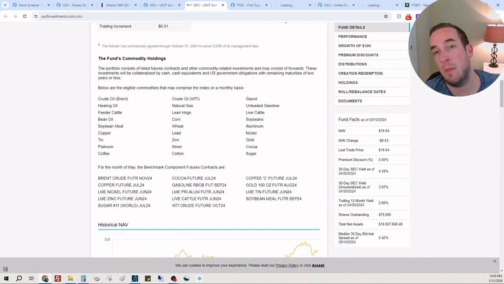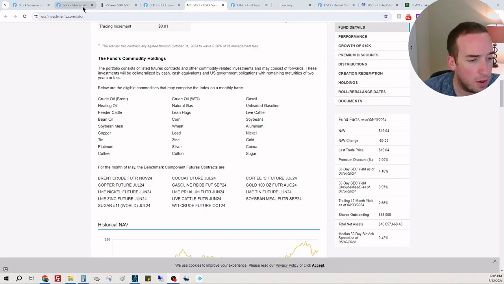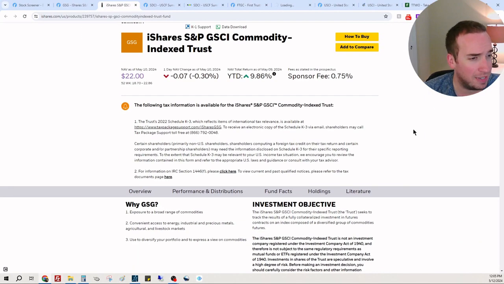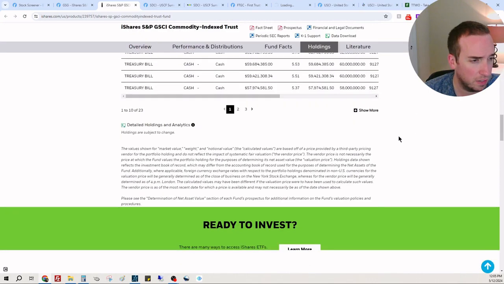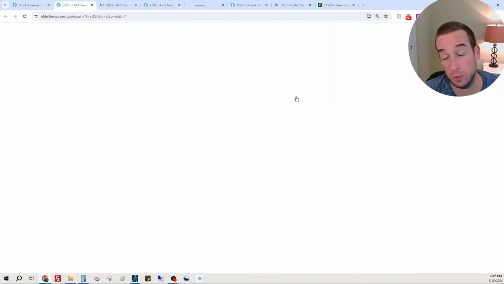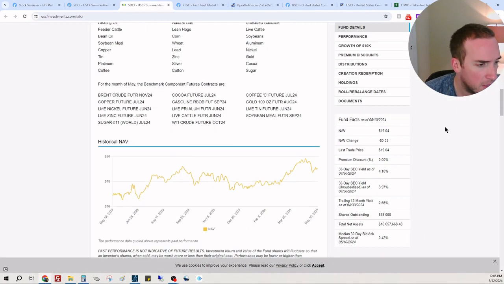Okay, here we go. The fund's commodity holdings. Here we go. See, like oil, cattle, bean, soybean, copper, tin, platinum, coffee, crude. Okay. So that's what I would expect for commodities. I was not expecting this. So we're going to remove GSG from the list, although it was doing great. If you are someone who's seeking safety, GSG is the way to go. If you're seeking commodities ETFs, we're going to continue looking here.